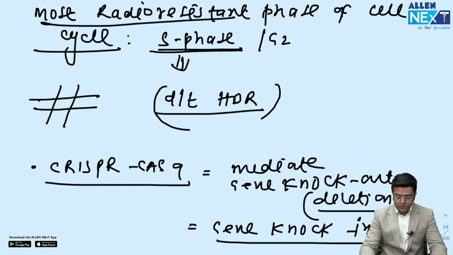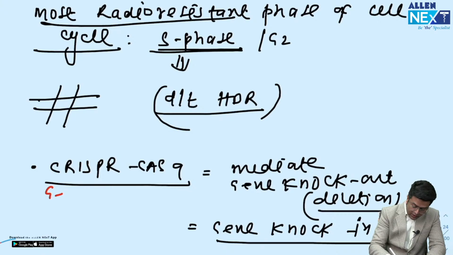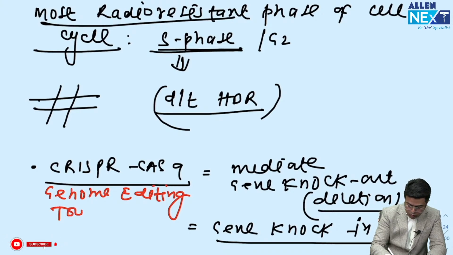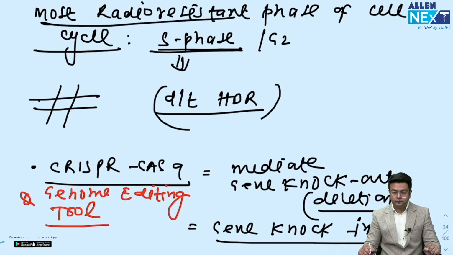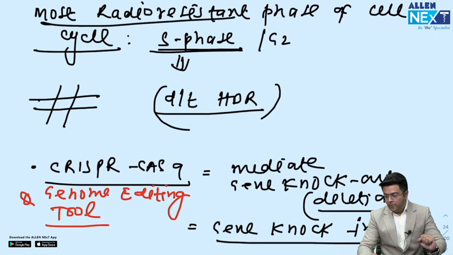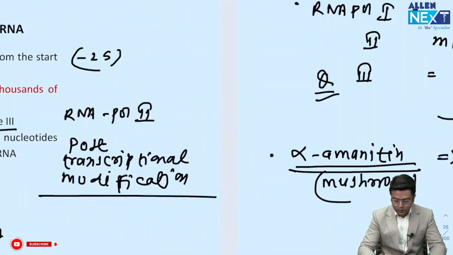Guys, and what does CRISPR-Cas9 mediate? It mediates something that is called genome editing. So what is CRISPR-Cas9 actually? It's a genome editing tool. Edit means insertion, deletion, editing tool, MCQ, right? Genome editing tool, right guys? Okay, so hope you understood this point.